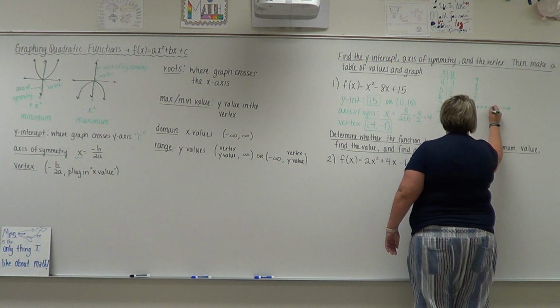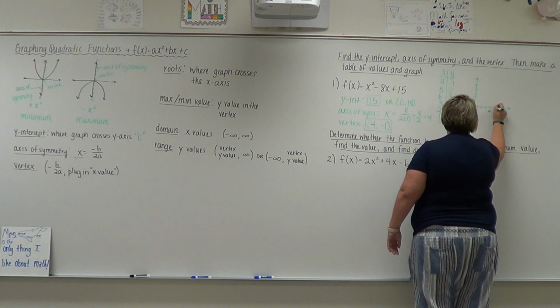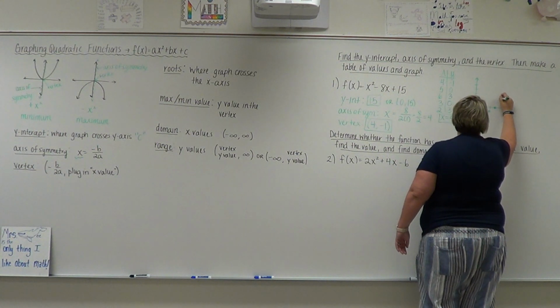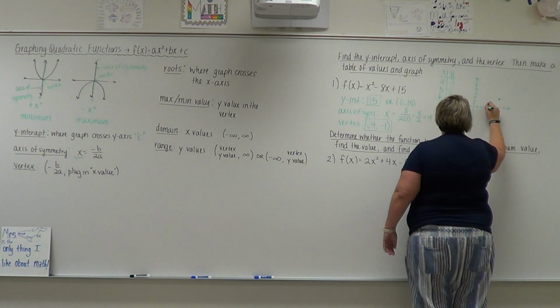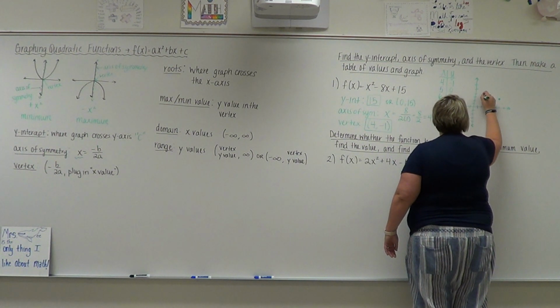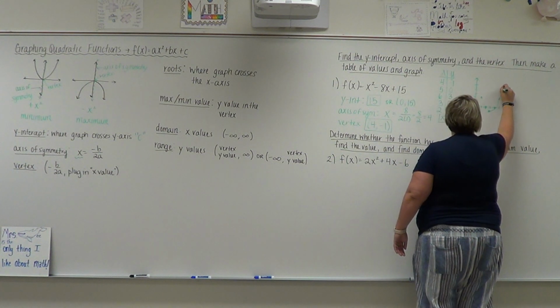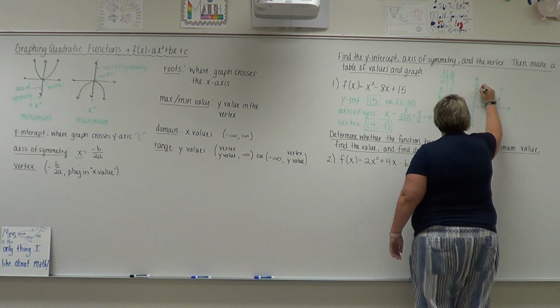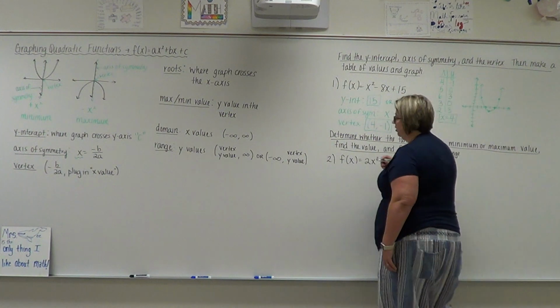So I have 4, negative 1, 5, 0, 6, 3, 3, 0, 2, 3. So my graph looks like that.